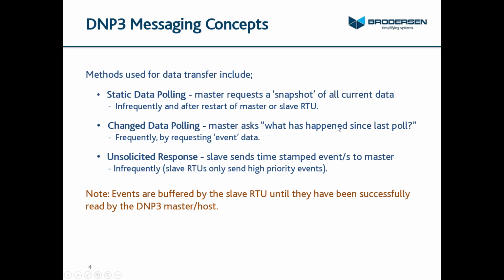And how do we transfer data with DNP3? Well, first there's the static data polling method, the concept of requesting all of the current data values, termed a static poll. There's also event polling, where the master is able to request unread events, and there's also the ability of the outstation to send unsolicited messages. Remember, events are buffered by the slave until they have been successfully read by the master. So with an unsuccessful read, if it's not ACKed, the events stay in the slave device.